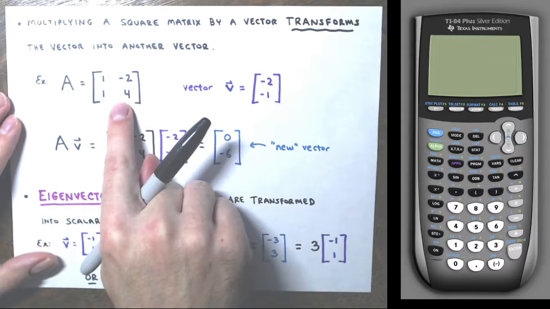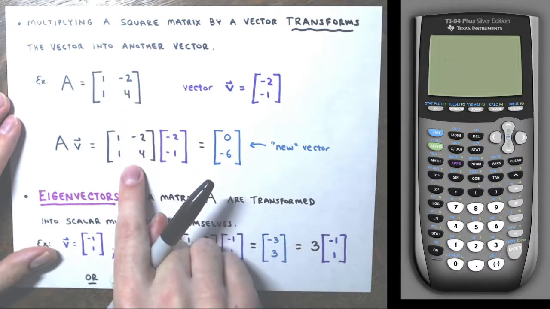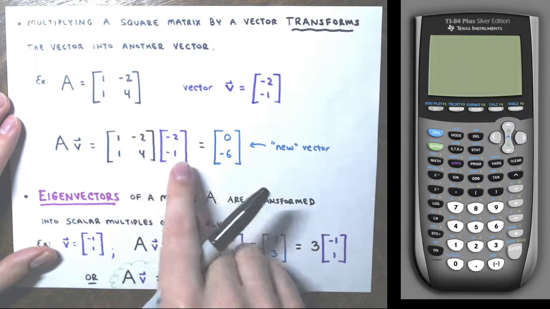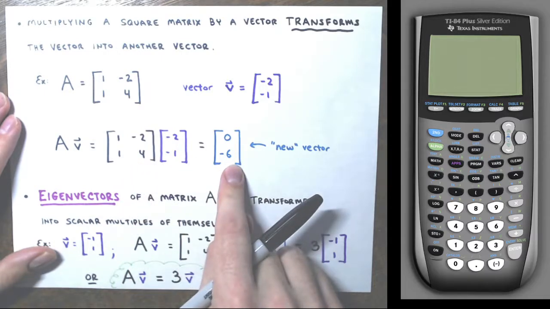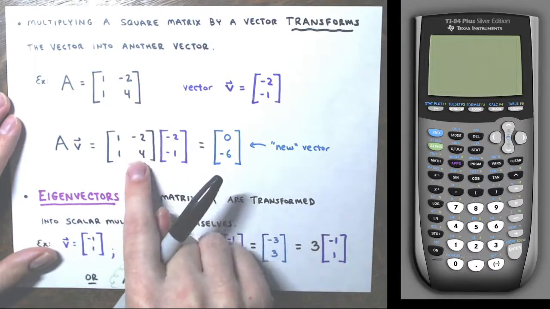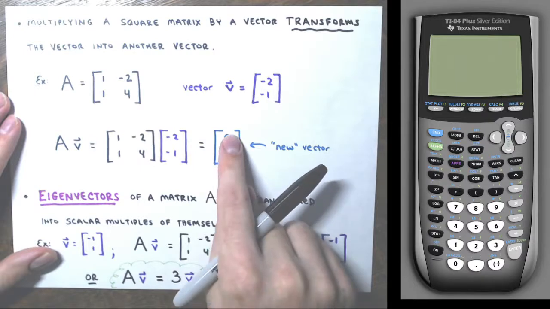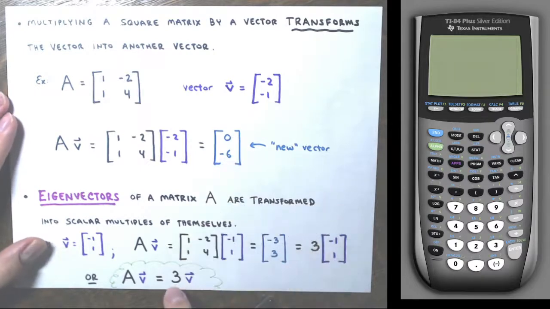Meaning I multiply it by this matrix, and in multiplying these two matrices, I get the output vector, a new vector, another vector from R2. And if you were to multiply this, 2 by 2 times a 2 by 1, you get this 2 by 1. The output vector from R2 is 0, -6.